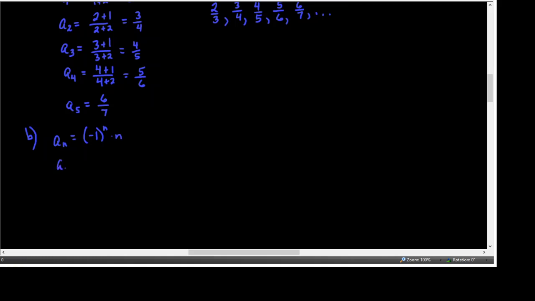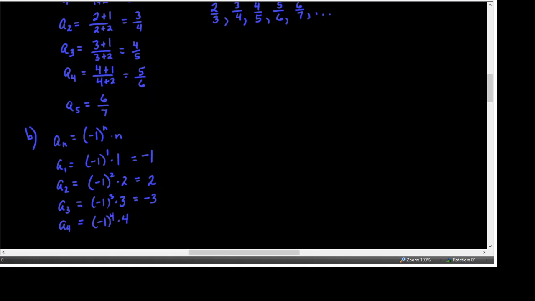Okay, so a sub 1 is negative 1 to the first times 1, which is negative 1. A sub 2 is negative 1 squared times 2, which is positive 2. A sub 3 is negative 1 cubed times 3, which is negative 3. A sub 4 is negative 1 to the 4th times 4, which is 4. A sub 5.